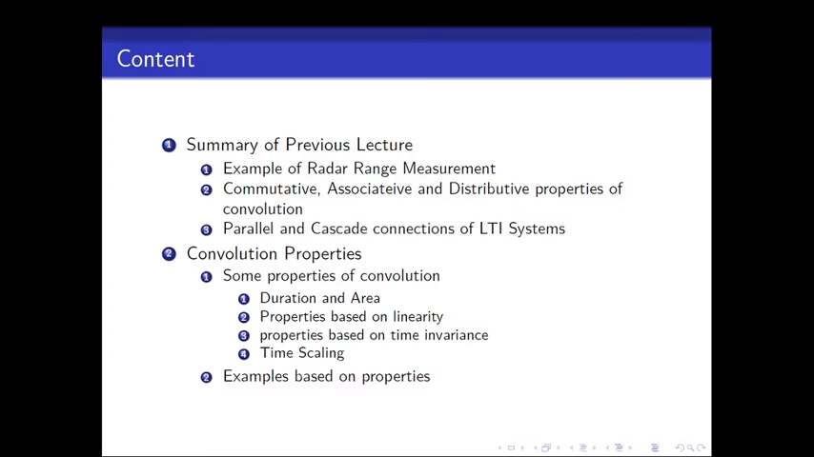And then after we discussed the interconnections of the LTI system, where we discussed if the two systems are connected in cascade, what is the overall impulse response of the system, and if the two systems are connected in parallel, what is the impulse response of the system. So basically in parallel, the overall impulse response is the sum of the parallel LTI systems, and in the cascade it is the convolution between the LTI systems. So that is the summary of the previous lecture.